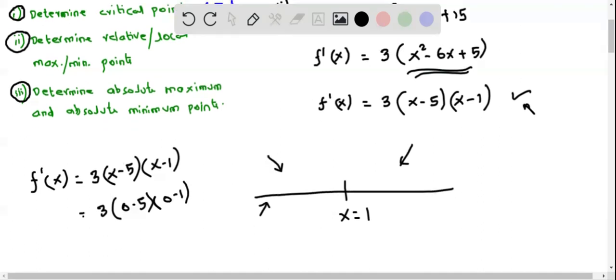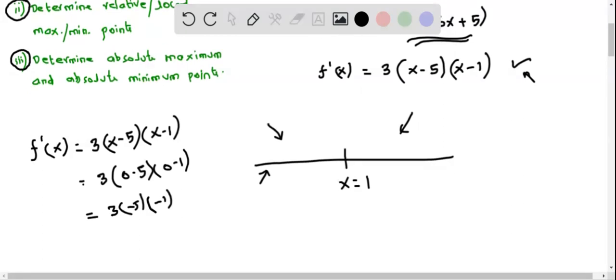Basically, we just have to determine the sign. We don't have to calculate completely. So this is 3 times negative 5 times negative 1. A negative number times a negative number is a positive. And finally, we have this 3. So it's going to be a positive quantity. So it's basically positive to the left of x equal to 1.